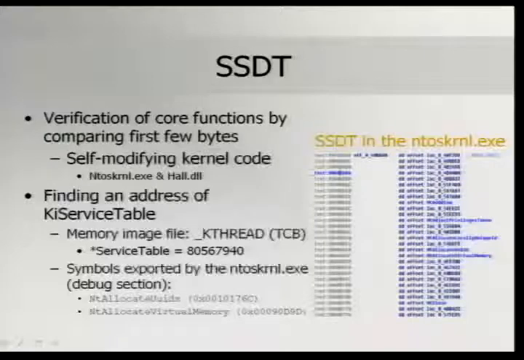For example, NtAllocateUuids or NtAllocateVirtualMemory. And we have to find these two addresses of these functions. This is the output from IDA Pro, and we will see that this is for sure the system service table. So the next thing is to compare the content of the addresses which point to the functions.